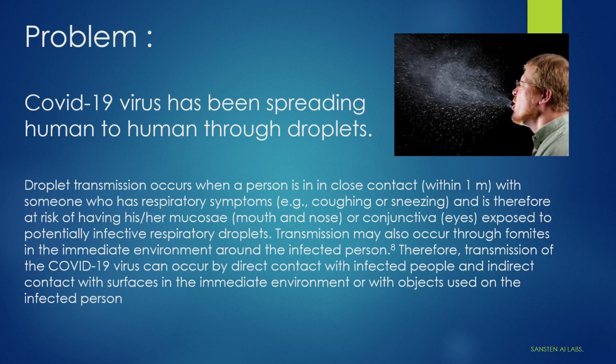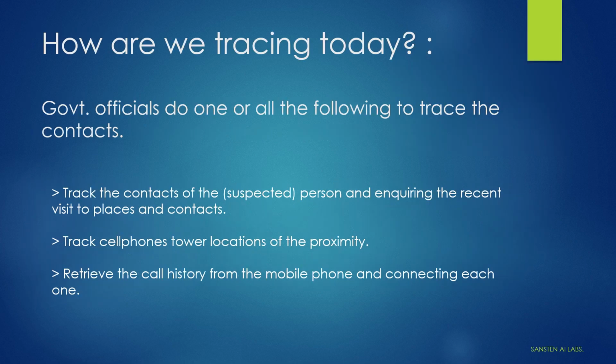When a new person comes into the hospital with COVID-19 symptoms, this person is tested, and if the result is positive, then health officials have a responsibility to do the contact tracing. How are we tracing it today? Government officials use one or more of the following methods to trace the contacts.